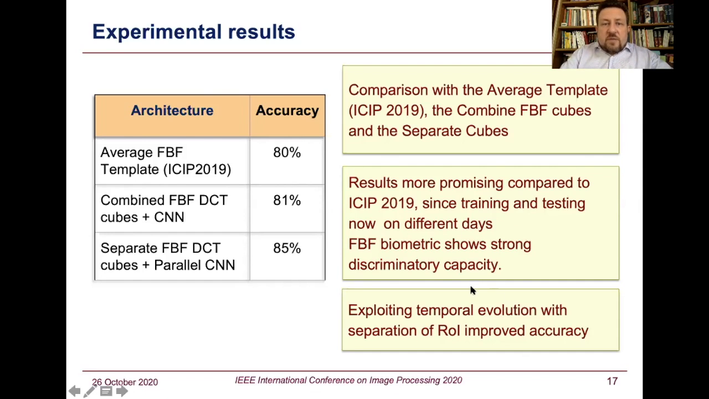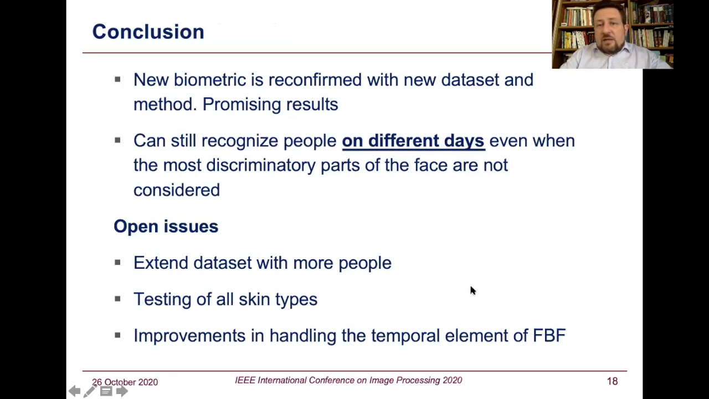So this is our work. The new biometric is now reconfirmed with a new dataset and a new method with promising results. The important thing, as I said earlier, is that now we tested it on different days. The facial landmarks are not used at all. It's just 3 areas that do not contain any facial landmarks, and of course, we can do a discrimination using these areas.